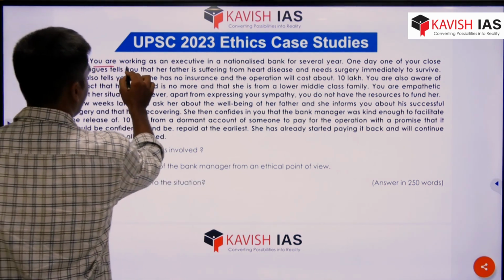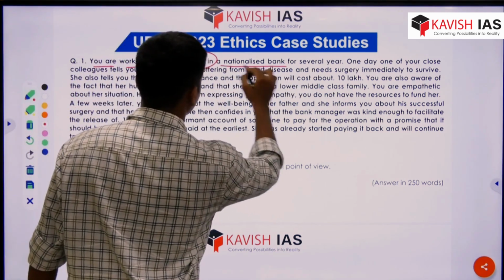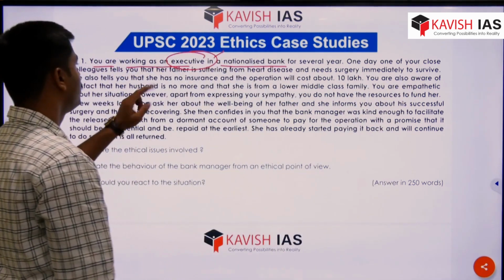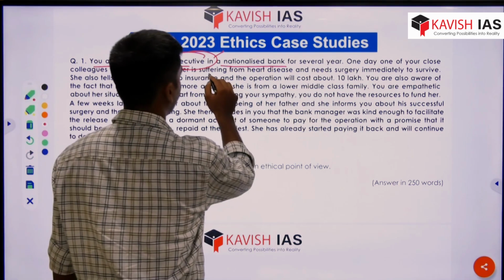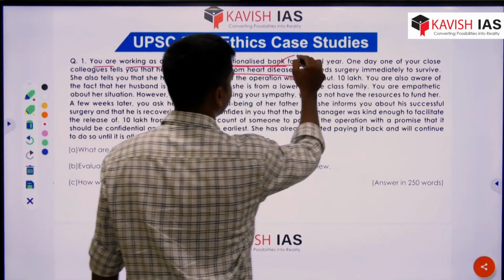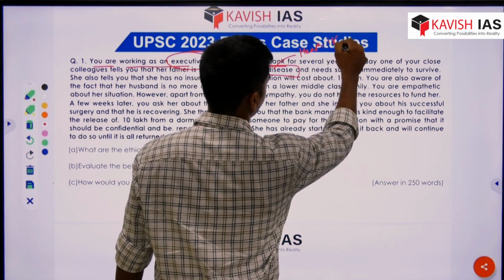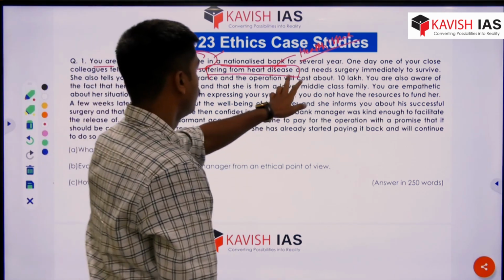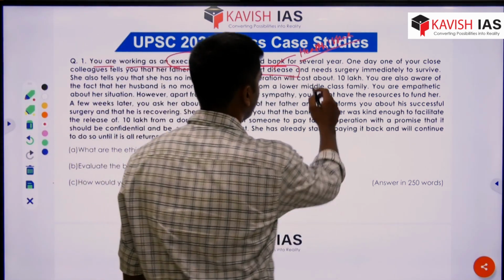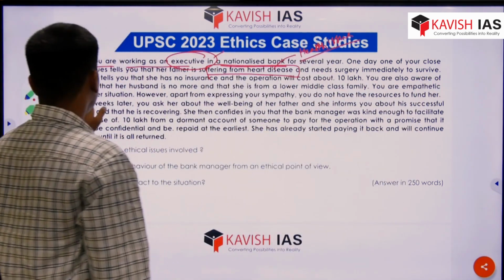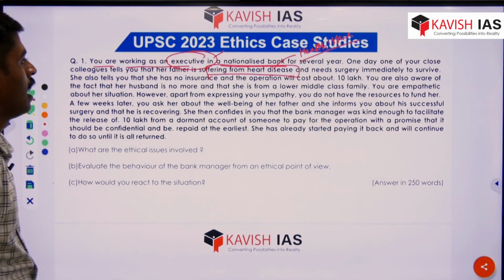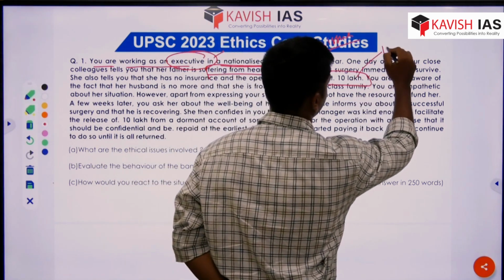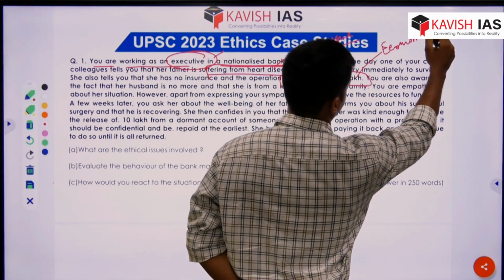So you are working as an executive in a nationalized bank. So your position has been defined for several years. One day, one of your close colleagues tells you that her father is suffering from heart disease. So your colleague's father is suffering from heart disease. So health issue has been described here. Needs surgery immediately to survive. She also tells you that she has no insurance and the operation will cost around 10 lakh rupees. So economic issue.